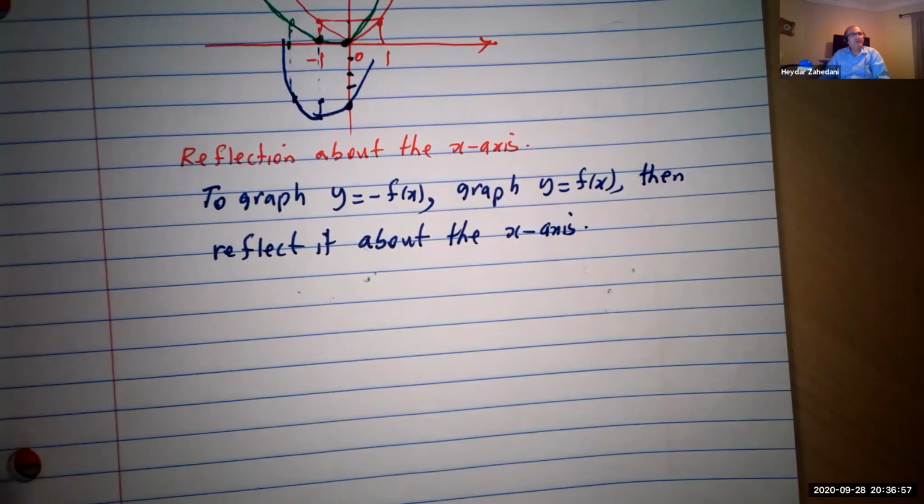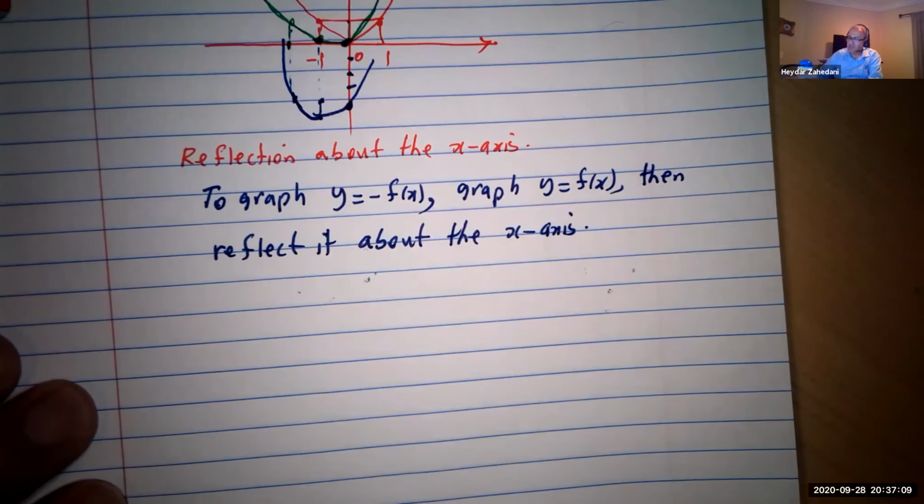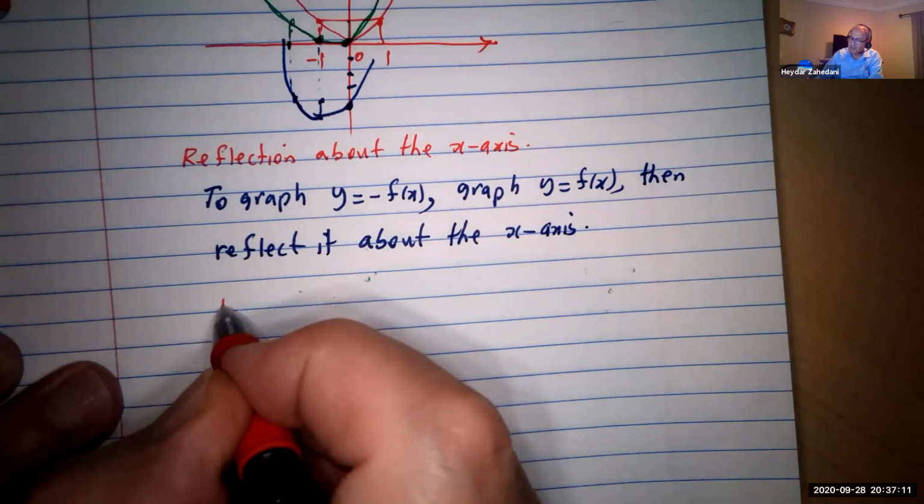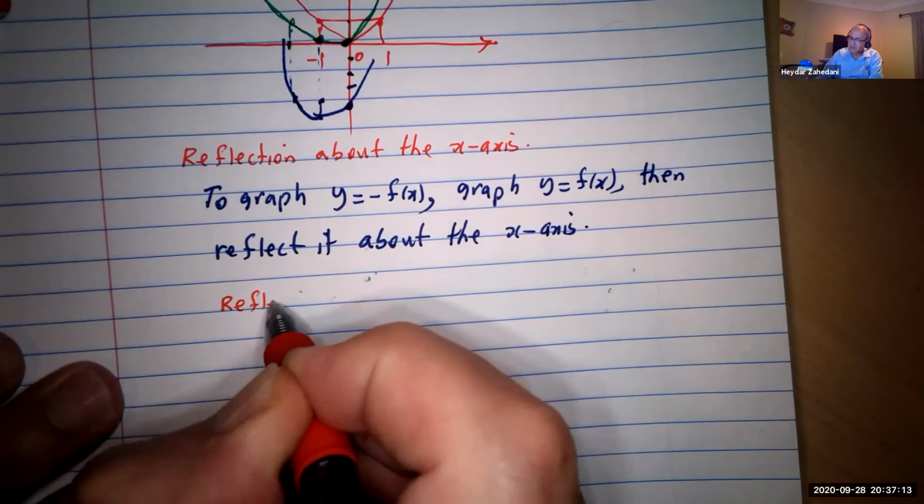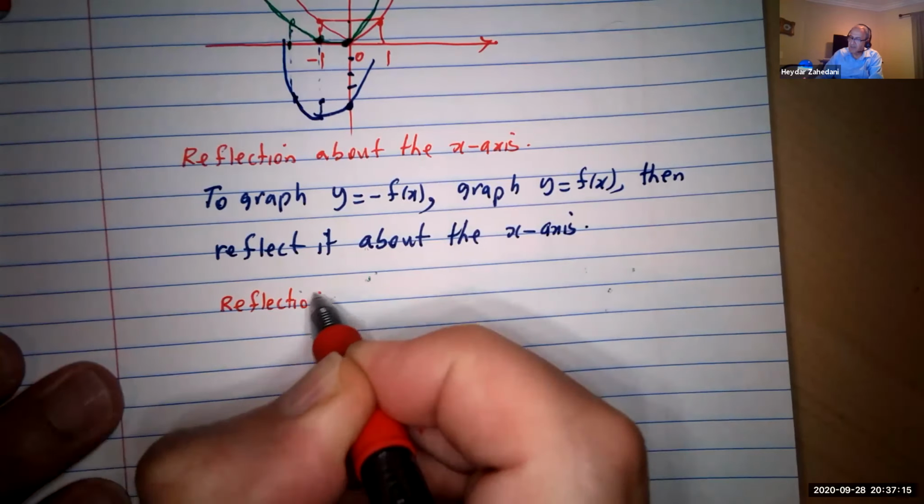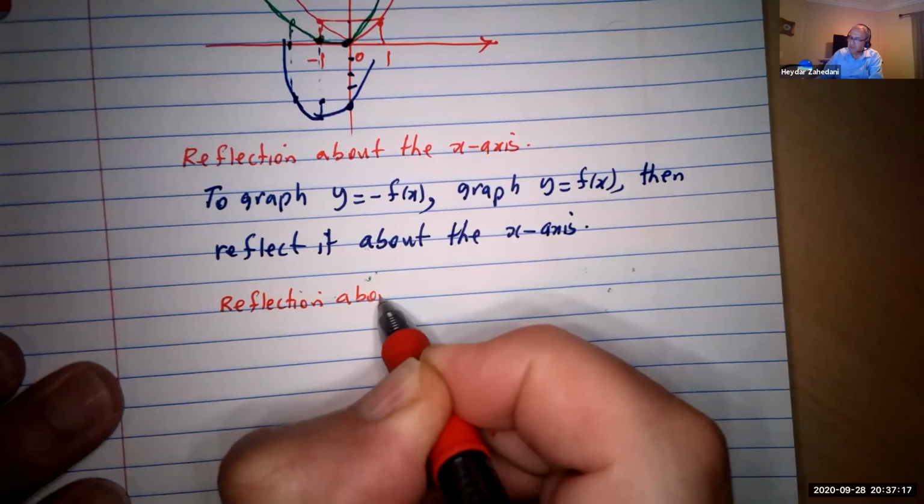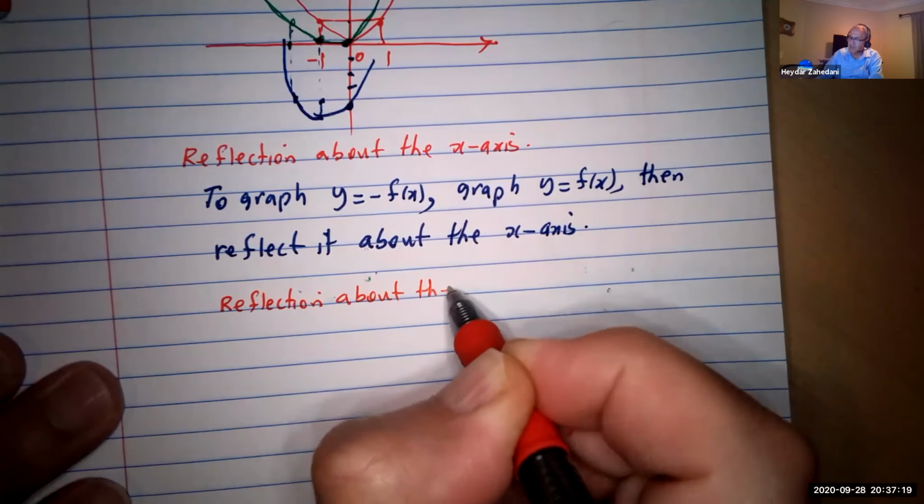If you have y equal to the x squared, it's open upward. Y equal to negative x squared, it's going to be open downward. Okay, that's the one. And the last one is reflection about the y-axis.